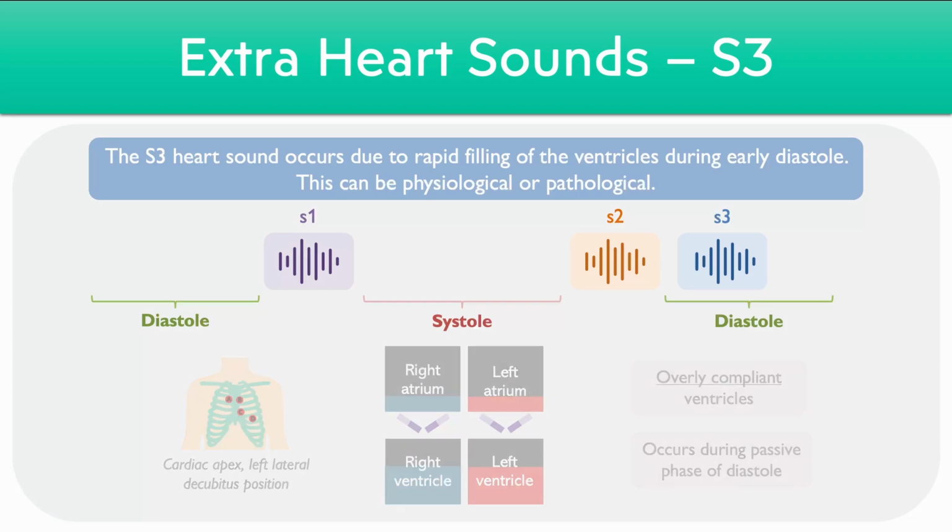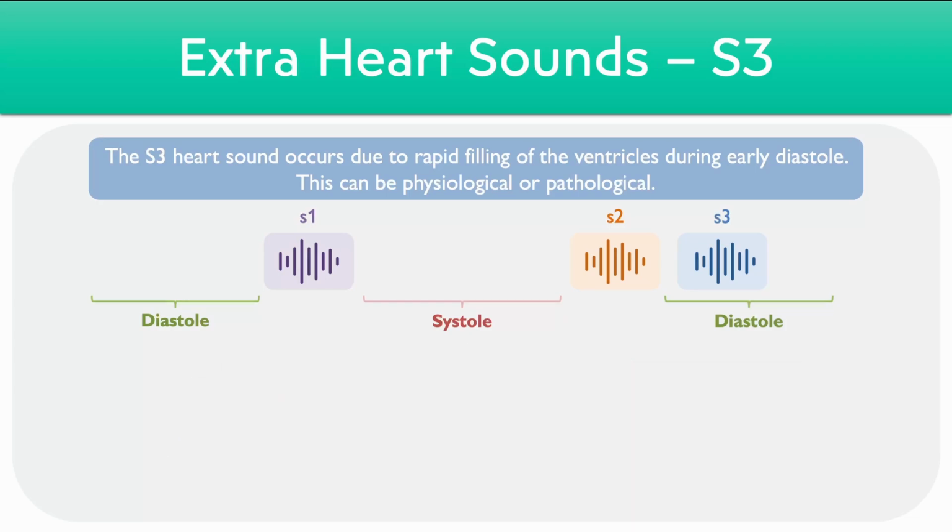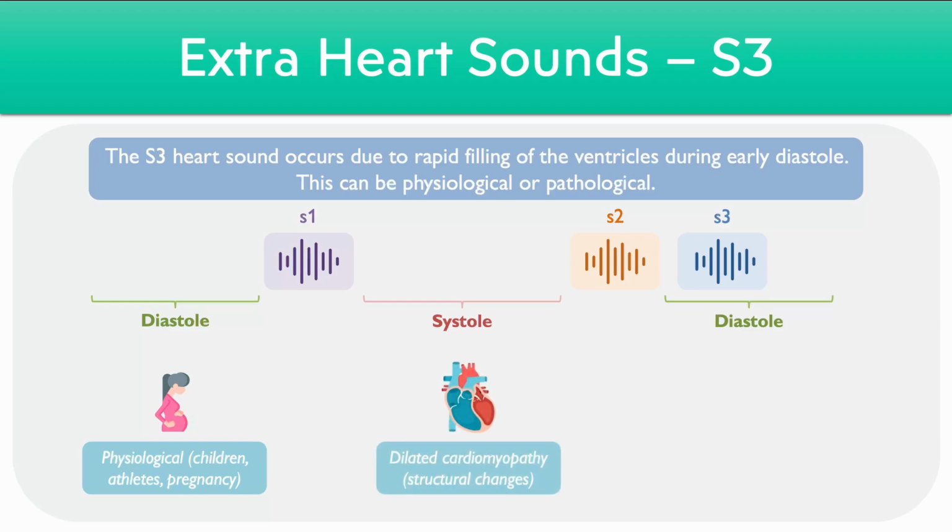As mentioned previously, some of the causes of an S3 sound can be physiological, and these include in children, athletes, and during pregnancy. Some of the pathological causes can include dilated cardiomyopathy, where the ventricles become excessively enlarged, or in systolic heart failure, where there's volume overload. This form of heart failure involves insufficient pumping of blood, which results in structural changes.